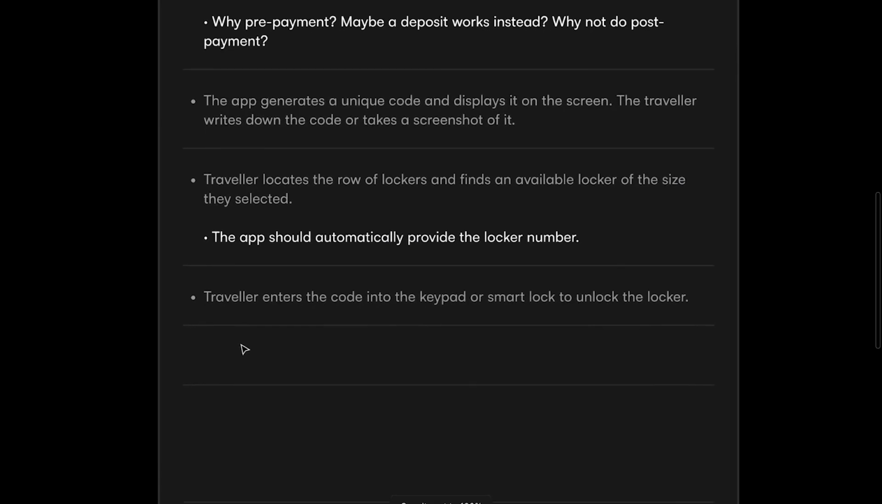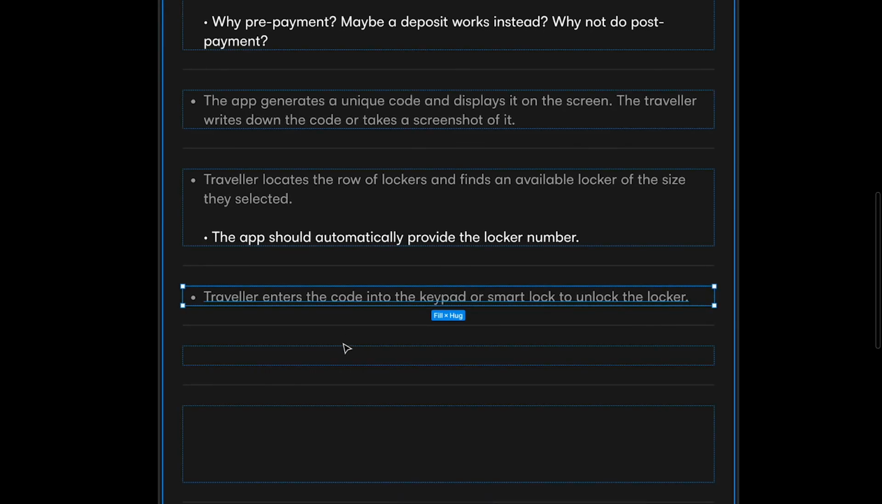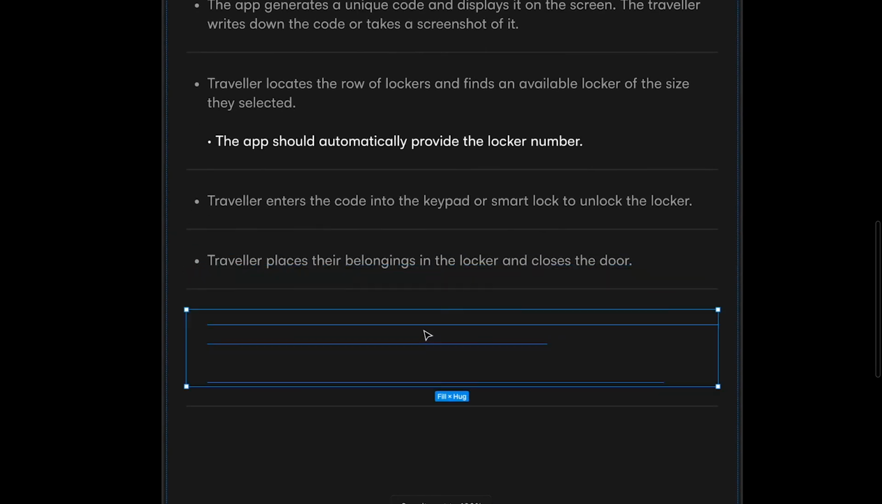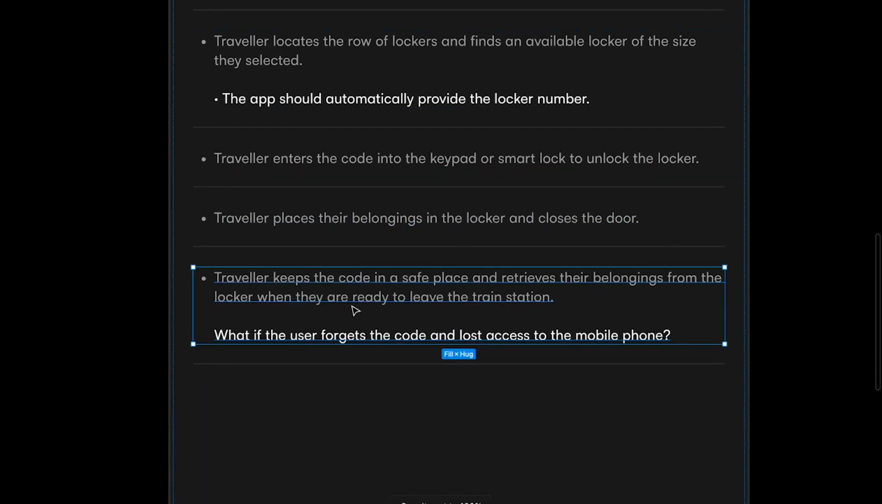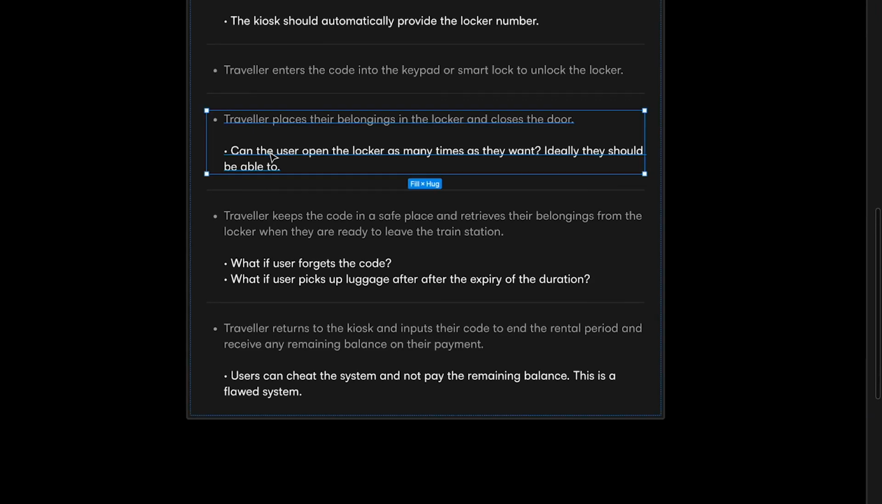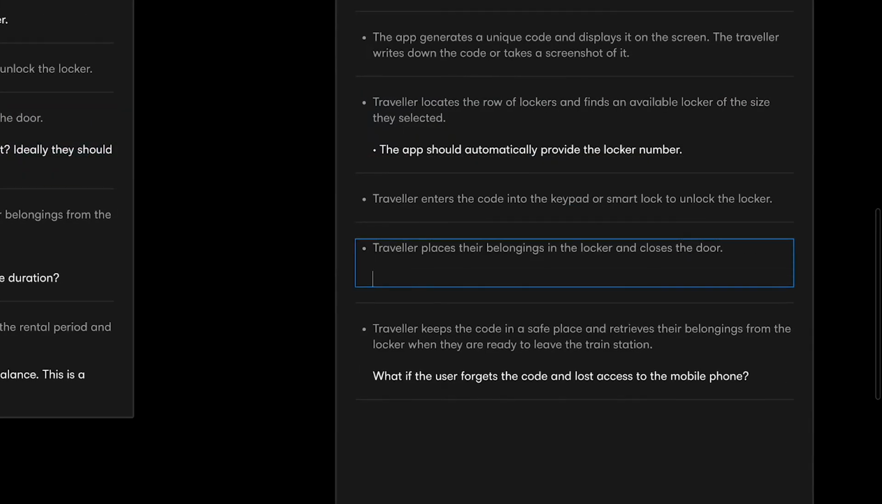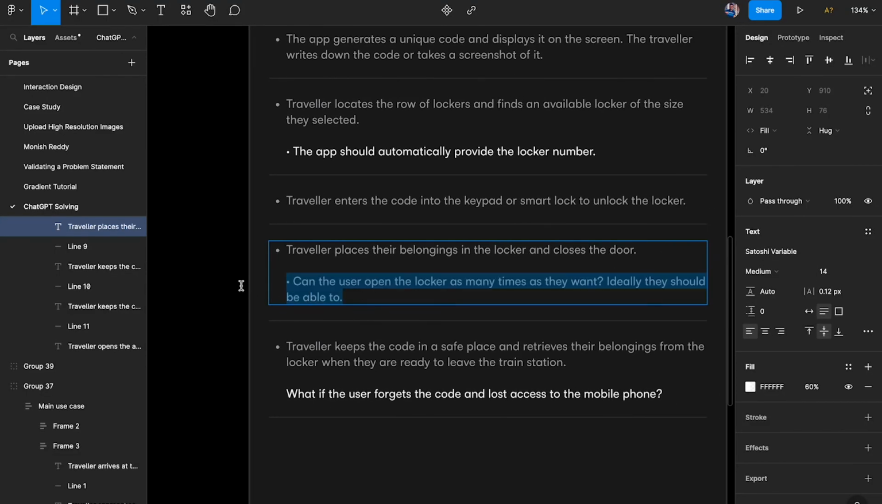Then the traveler enters the code into the smart lock to unlock the locker. Makes a lot of sense. The traveler places their belongings and closes the door. Makes a lot of sense again. Right. I think here I had another question: can the user open the locker as many times as they want? So it's pretty much the same question, but I'm just going to add it over here for the sake of consistency. Perfect.